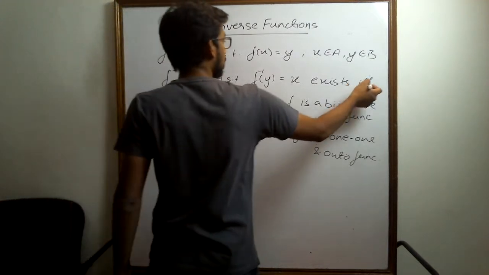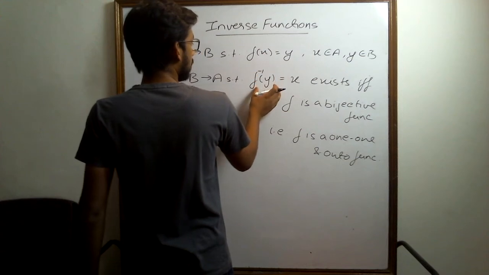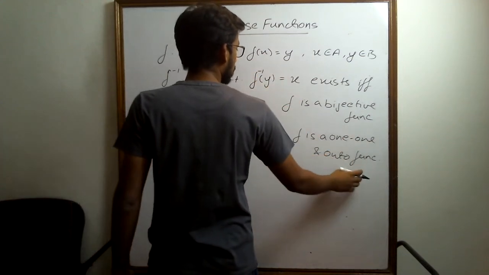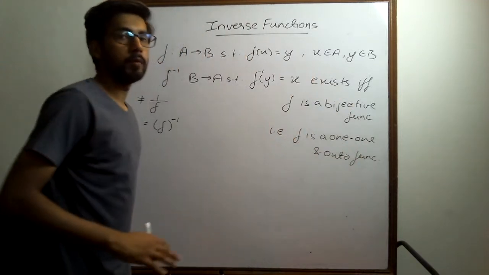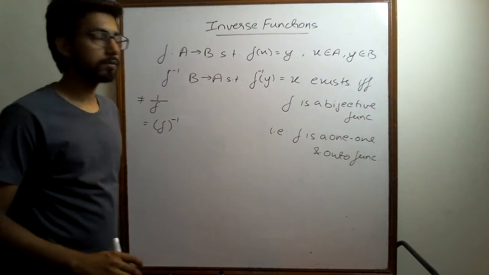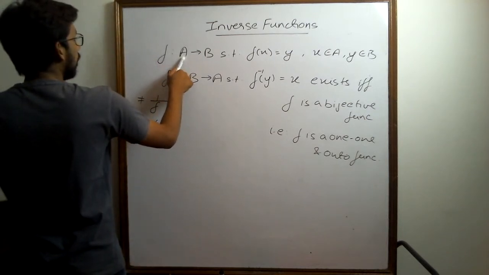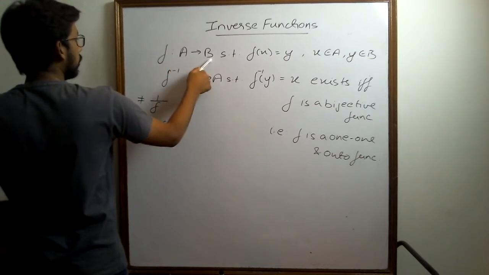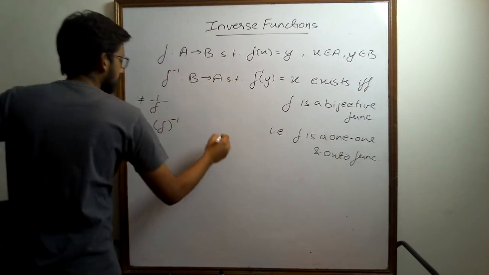Now I have put the if and only if sign here, which means that if the inverse of a function is defined, then the function is 1 1 and onto, and if the function is 1 1 and onto, then its inverse will definitely be defined. Also look here that the domain of f becomes the codomain of f inverse, and the codomain of f becomes the domain of f inverse.